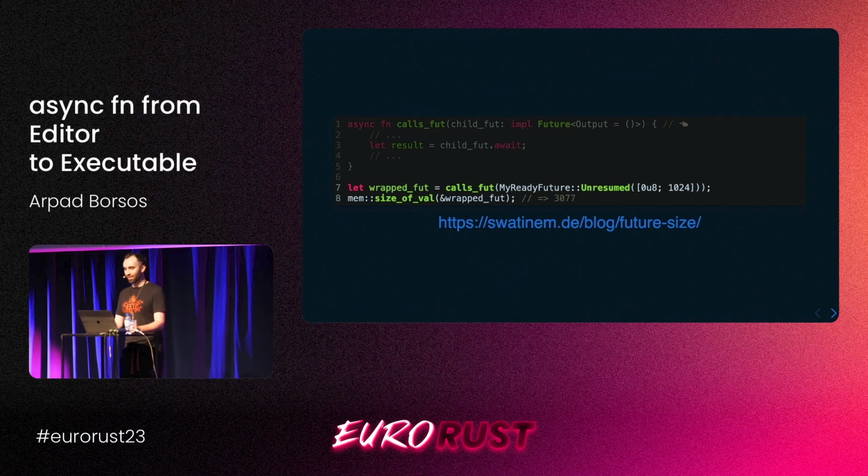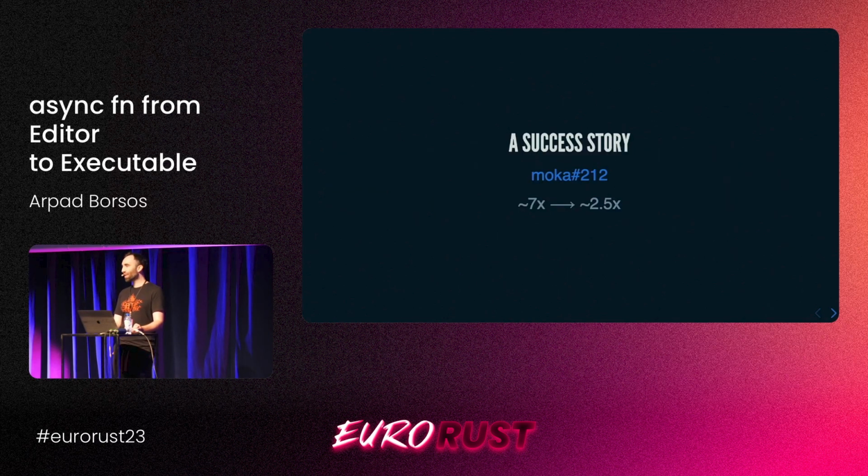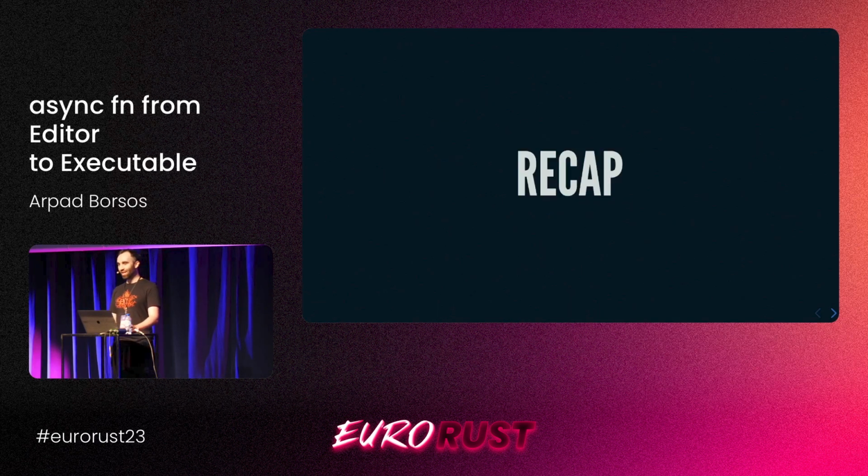There's a couple of workarounds you can do here. Pin box might be an obvious solution, or just pin on the stack, which just makes it a simple pointer. You still have the problem that the outer future might grow by some factors, but at least the amount by which it grows is a lot lower. One success story to call out here is that working together with the author of the amazing Moka crate, we were able to use some of these workarounds to reduce a growth factor of 7 times to something more reasonable.